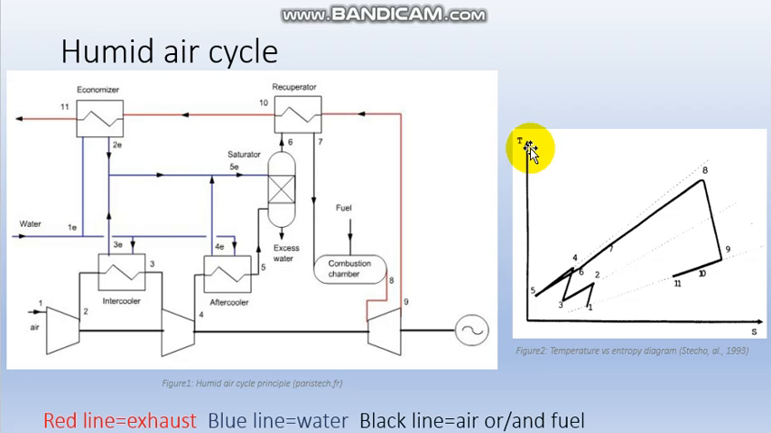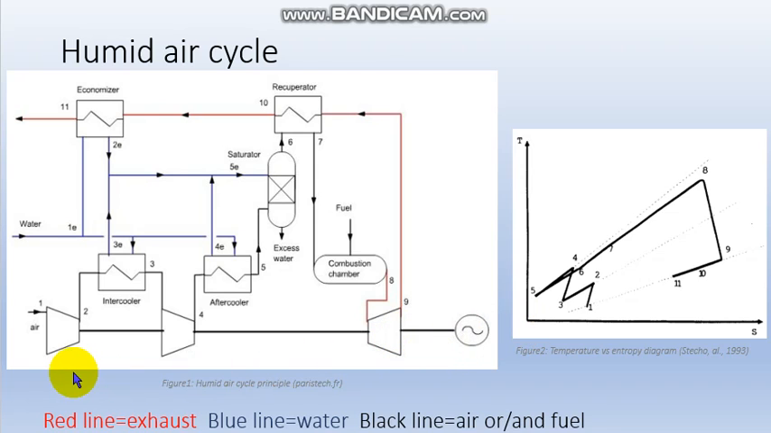And now we're going to look at the cycle diagram and the temperature versus entropy diagram. As you can see, we've got 3 types of lines. We've got the black line, which is air, the blue line, which is water, and the red line, which is the exhaust gas coming from the final stage. So there are 3 inlets in this diagram, which are air, water, and the fuel. And the outlets are the excess water, exhaust gas, and the work from the turbine.